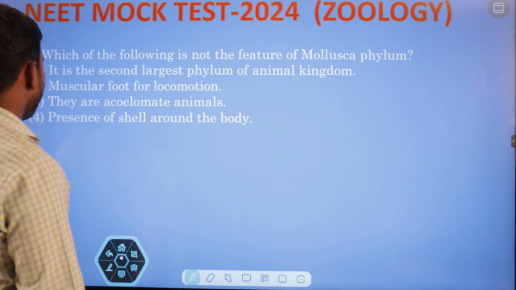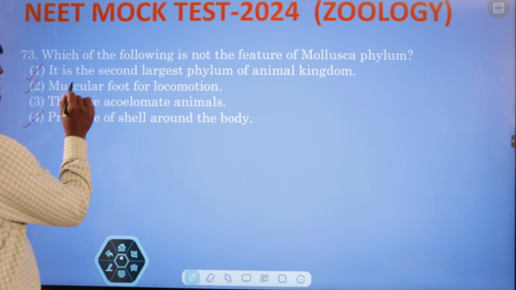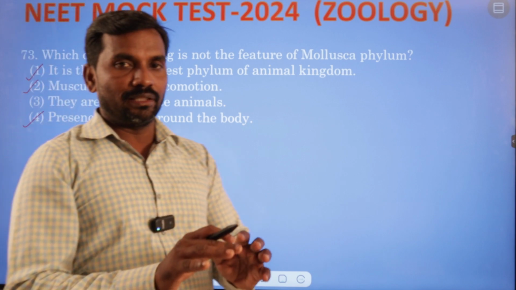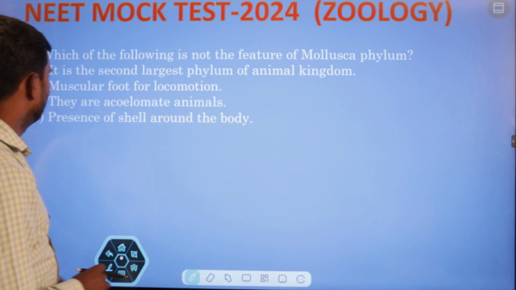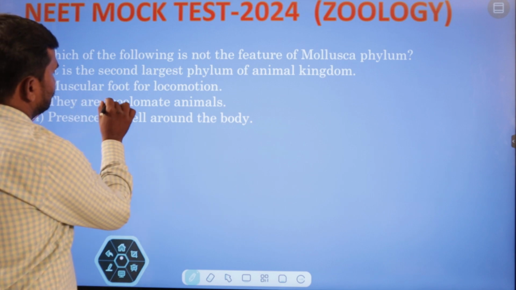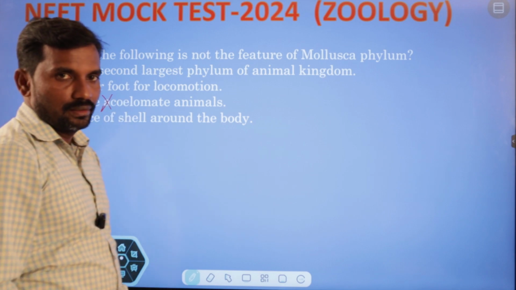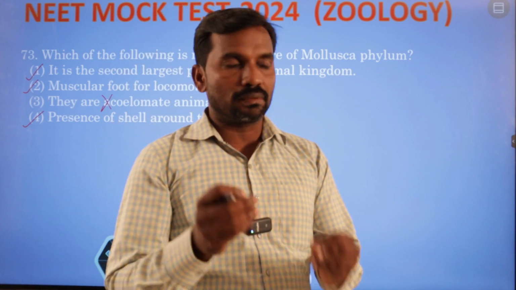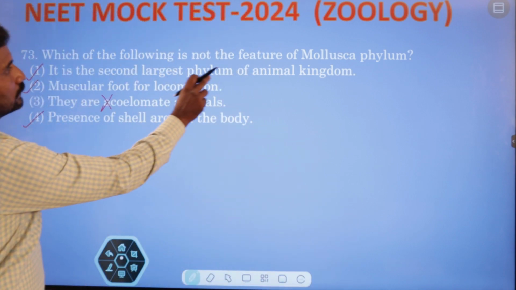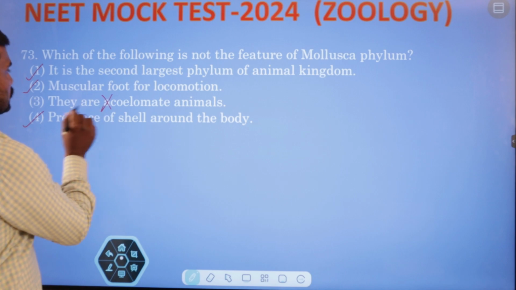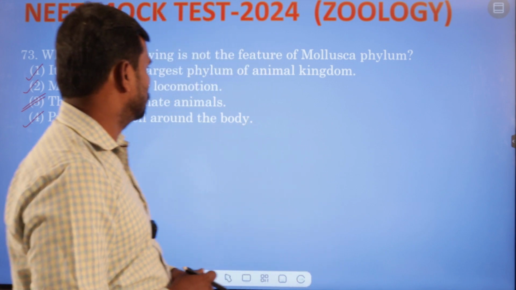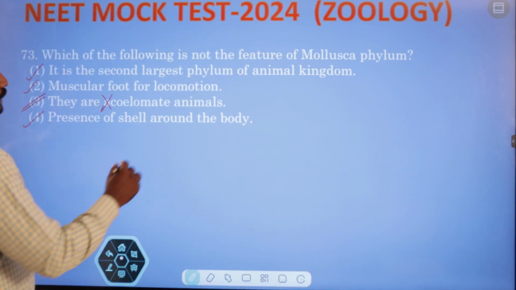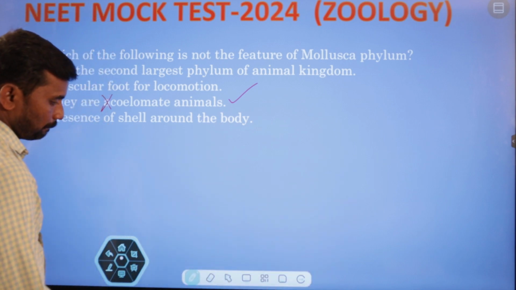This is also correct. The presence of shell around the body: you know very well the molluscan shell is mainly made up of calcareous material, not chitinous, mainly calcareous. But molluscs are exclusively coelomate, not acoelomate. The true body cavity is present in molluscs. So that's why this is not a feature of mollusca. Acoelomate you can see specifically in the platyhelminthes. Platyhelminthes are exclusively acoelomate animals, but mollusca are coelomate animals. So the correct answer is 3.